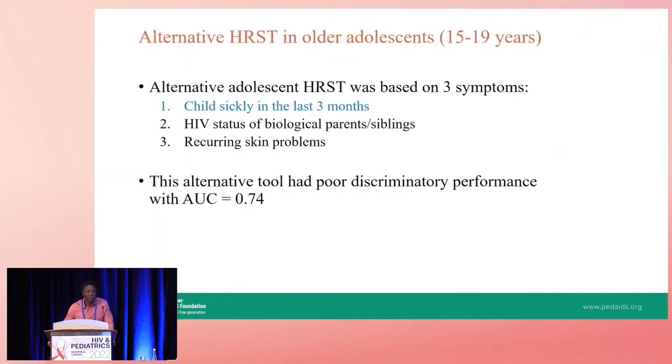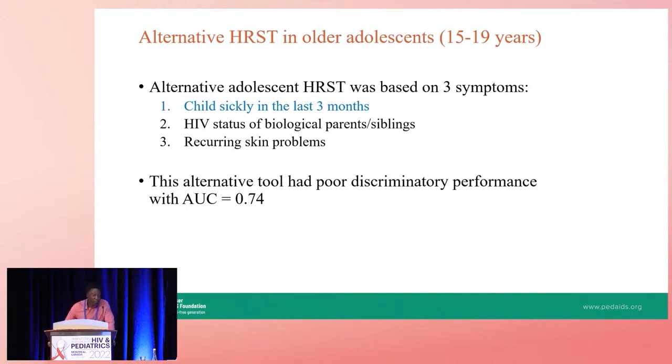We also developed an alternative tool for the older adolescents. Again, the same sort of risk factors were selected, except the first one, where child growth was replaced by the child being sickly in the last 3 months. However, this alternative tool had poor discriminatory performance with an area under the curve of 0.74.